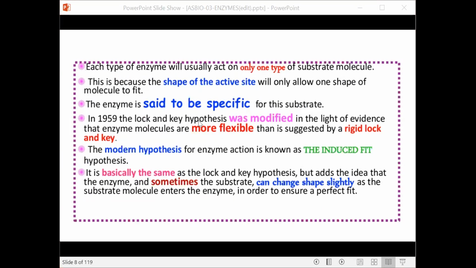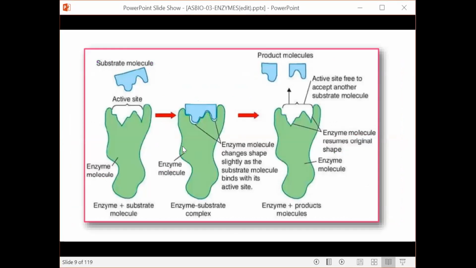There was a lock and key model which was discussed, but the lock and key model was too rigid, and it was found that enzymes show some flexibility. So another model called the induced fit hypothesis came up. The difference is that in induced fit, when the substrate is coming, the enzyme slightly modifies to accommodate the substrate.